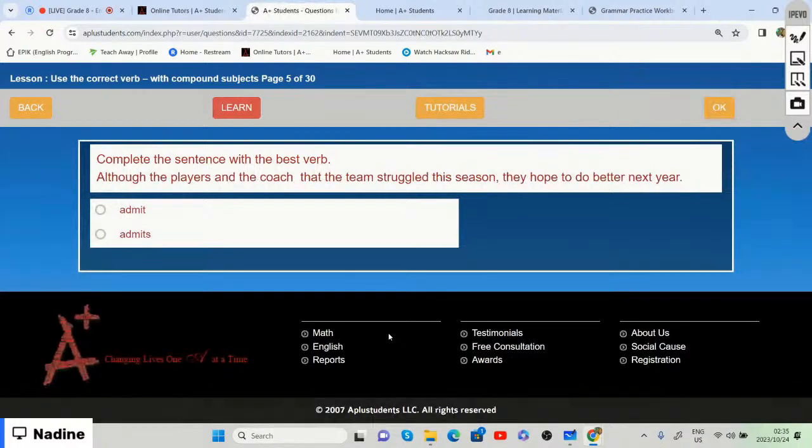And although the players and the coach, so players and coach, right? Do we say admit or do we say admits that the team struggles this season? They hope to do better next year. So this is players and the coach. That is plural. So although the players and the coach admit that the team struggled this season, they hope to do better next year? Or do we say admits?